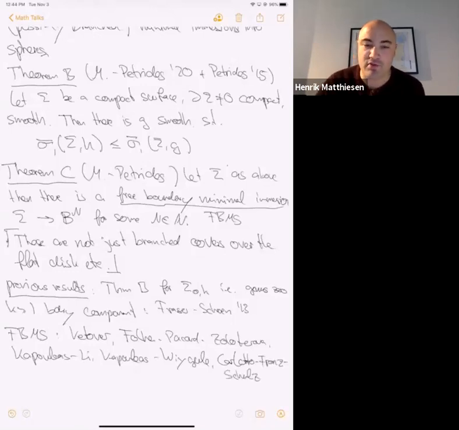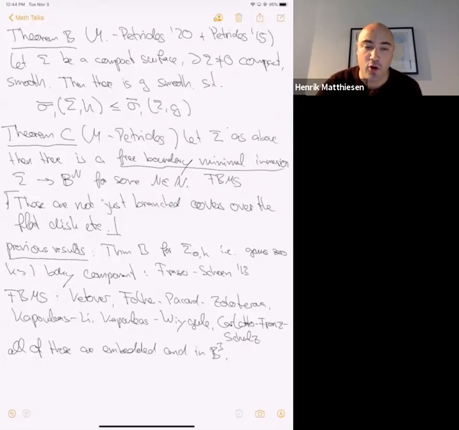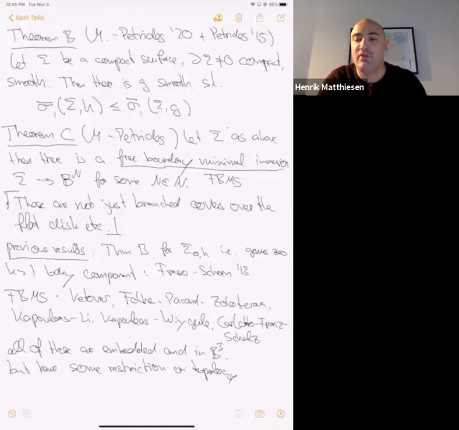Now, of course, there's always a catch, and the catch is that all of these examples are embedded, whereas ours might not be embedded, and they are in the free ball of codimension 1. On the other hand, they all come with some sort of restriction on topology. Typically they have either the number of boundary components going to infinity or the genus, but not both at the same time.